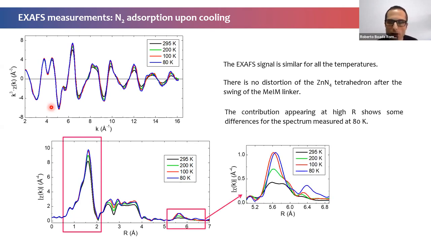But one thing that surprised us is that we found a contribution at higher R, as high as 5.5 from around 6, which was changing when going from 100 to 80. So what does it mean? In this particular case, when we are cooling down, we are coming from the closed pore structure to the more open structure when we allow the gas to go into the structure. So this would be an indication of this gate-opening phenomenon occurring.